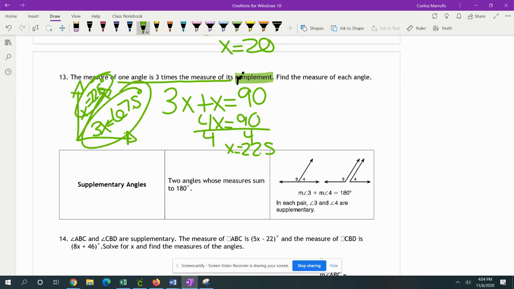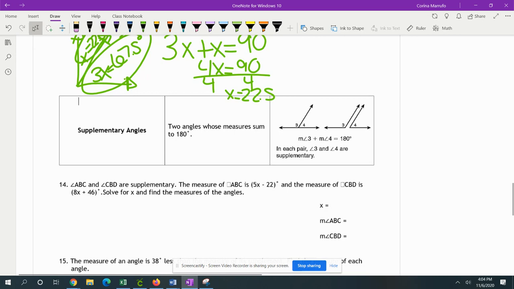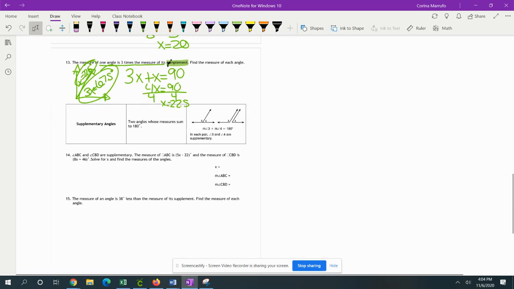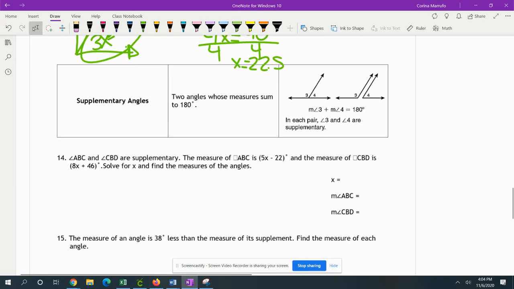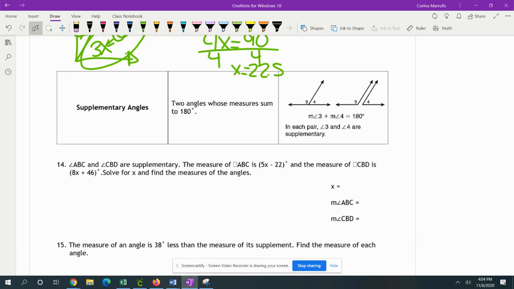All right, the last one that we're going to go over, this one is supplementary angles. Okay, two angles whose measures sum up to 180. So the difference between supplementary angles and a linear pair is that they don't necessarily have to be on the same line. So if you look here, those are considered supplementary angles, but they're also considered a linear pair. They don't have to be connected though. They can be angle 3, it can be separate from 4, and we just call them supplementary. Okay, and they add up to 180.